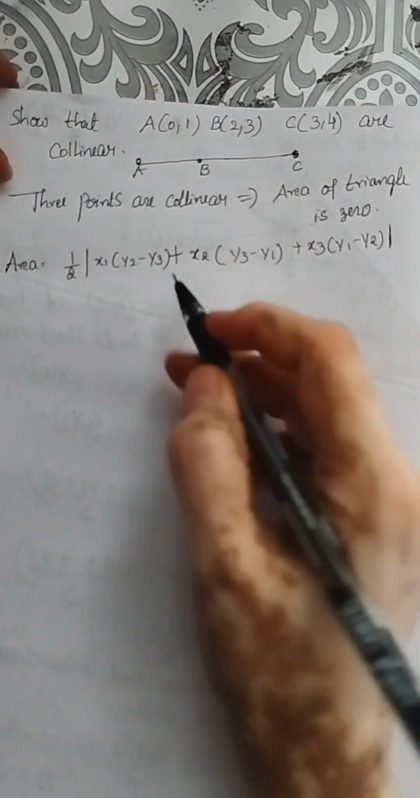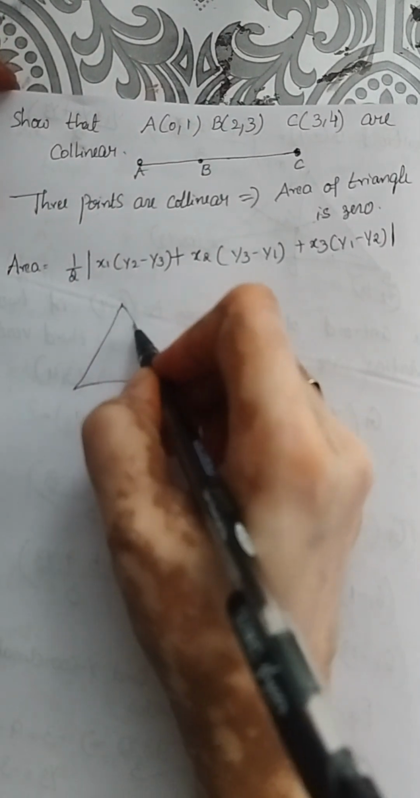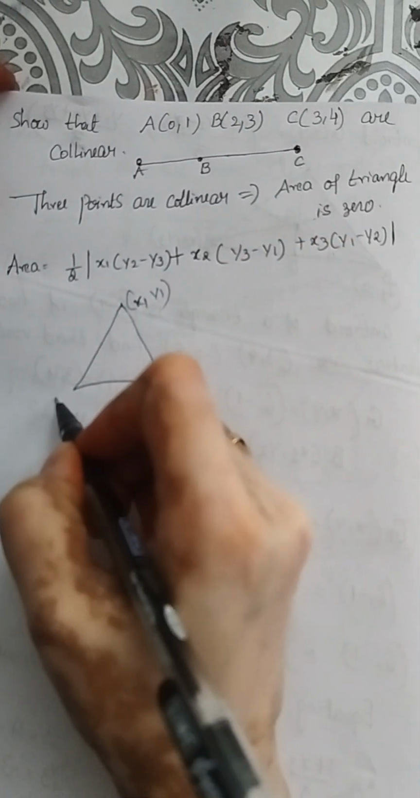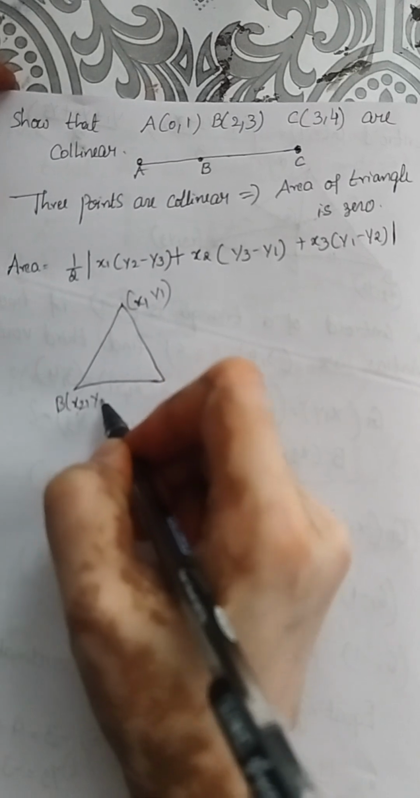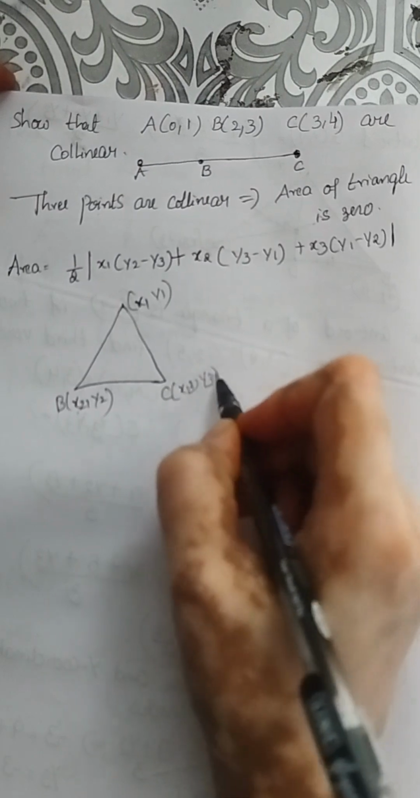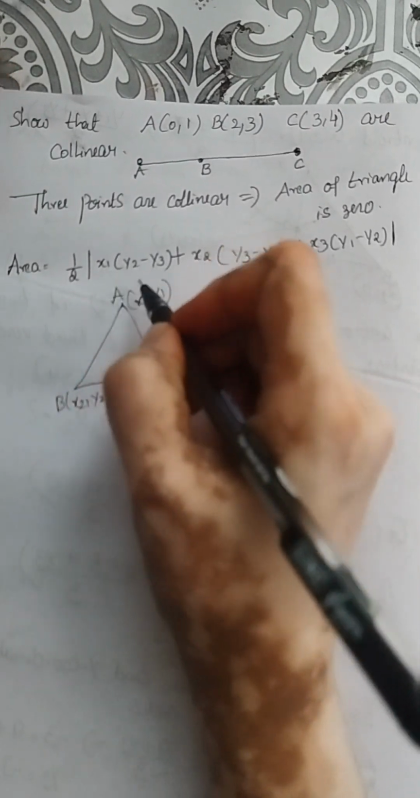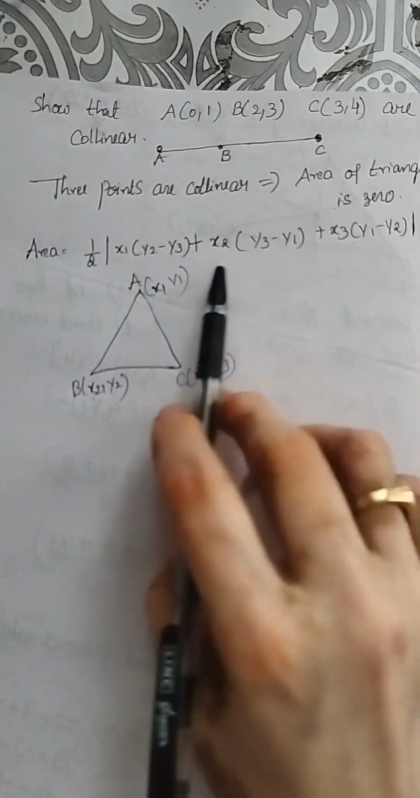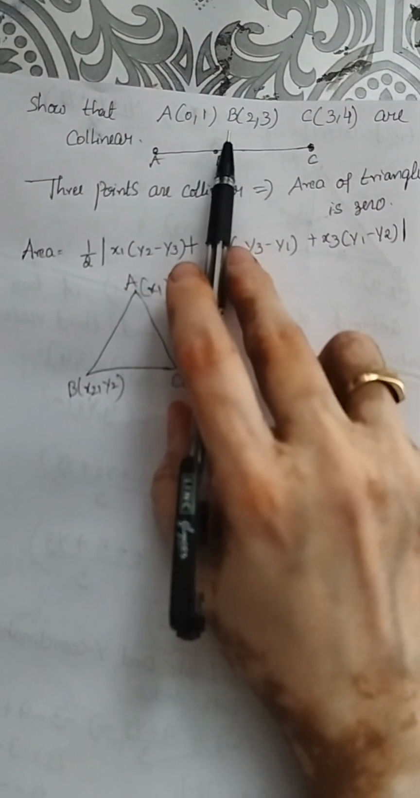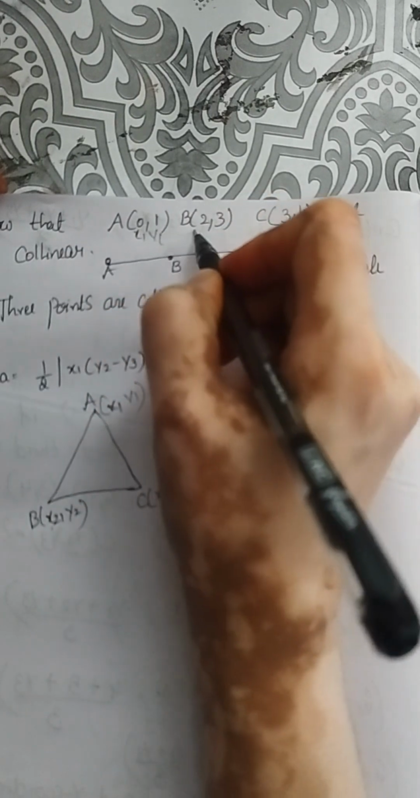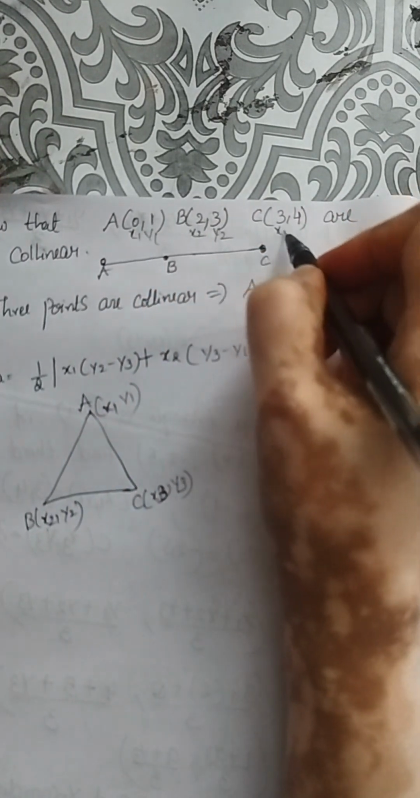Suppose the coordinates are given, how do we find the area of the triangle? Very useful. x1, y1, B x2, y2, C x3, y3. Okay, if 3 coordinates are given, this is the formula for the area. If collinear, we have to equate the area of the triangle equal to 0. So these points are x1, y1, x2, y2, x3, y3.